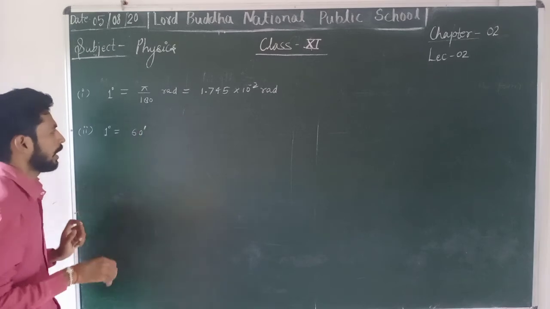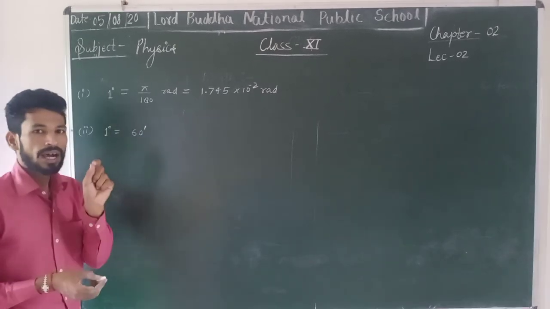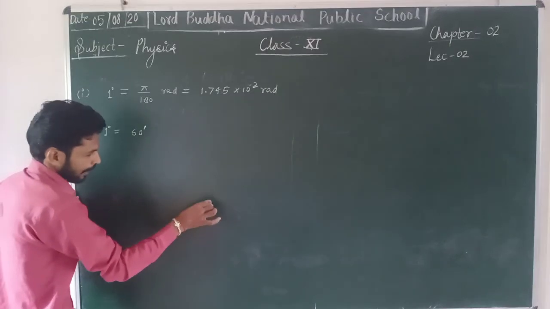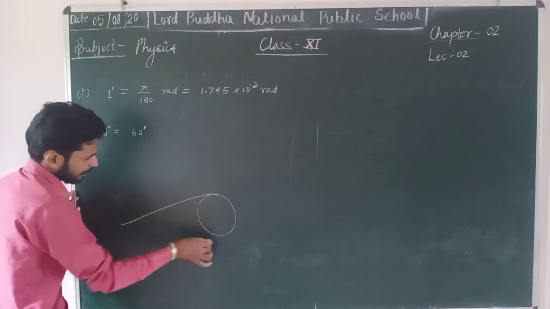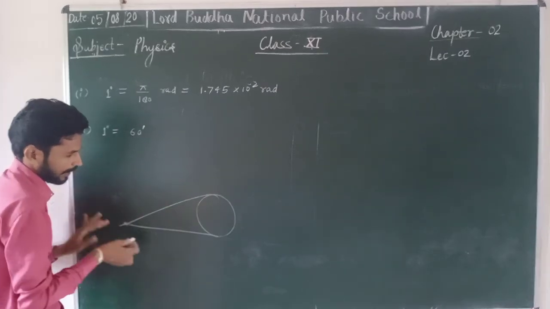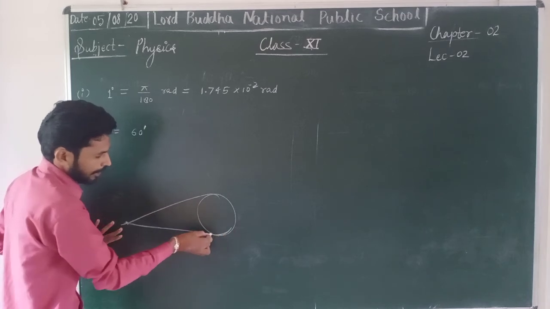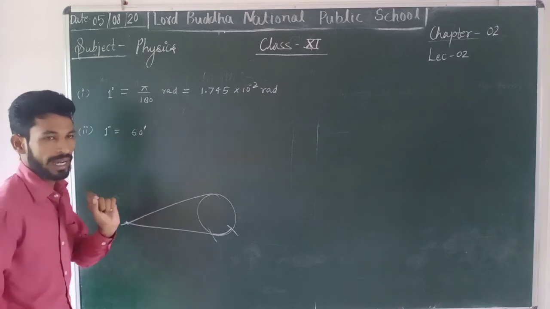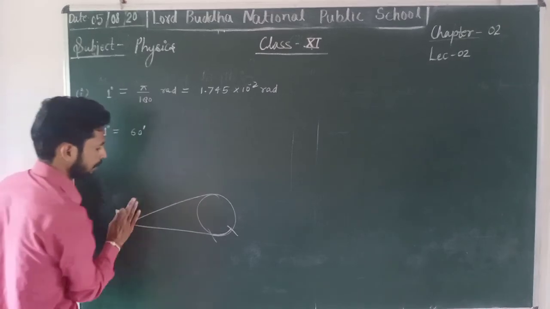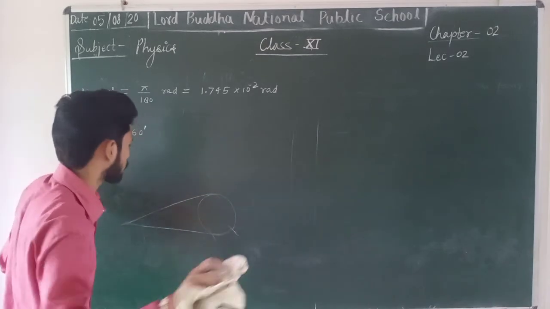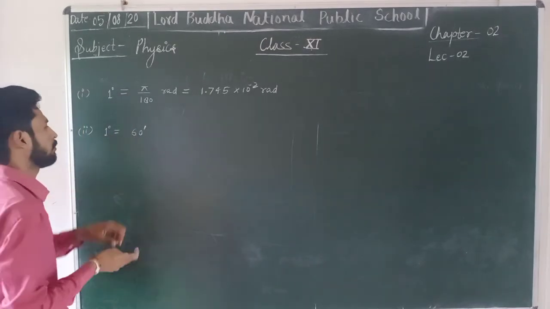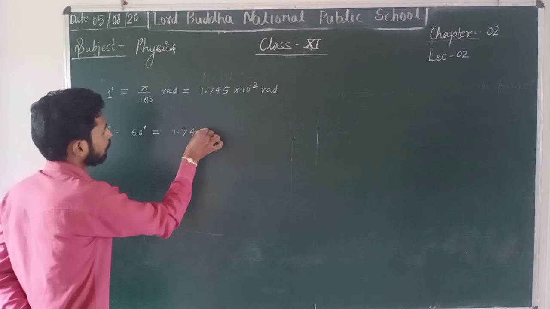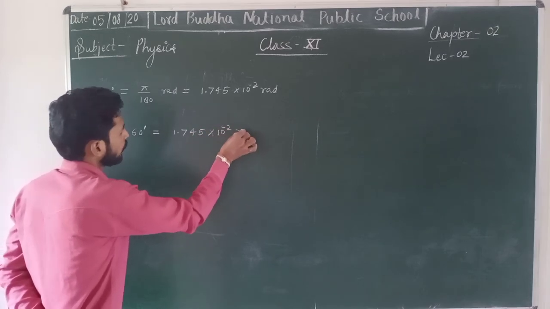So 60 minute. What is the minute? That is the minute of arc. Suppose there is an object and we are observing it from an observatory point. If we move along the arc, how much arc do we move in 1 minute? That is the minute of arc. And like this, 1 degree equals 60 minute. So here 1 degree equals 60 minute, and that is equal to 1.745 into 10 to the power minus 2 radian.